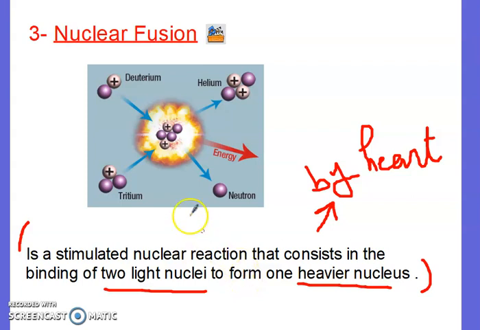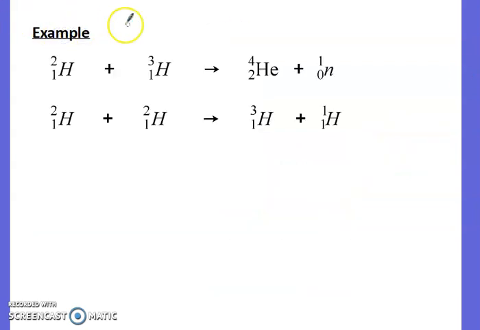Now, we need the condition to produce fusion reaction. Usually fusion reaction occurs in the core of the sun, in the core of stars. Why? Because the temperature there is about a few million degrees Celsius, or about 10 to the power 8 Kelvin. As an example, here we have deuterium and tritium producing helium and a neutron. Look here, 2 plus 3 equals 5. 4 plus 1 equals 5. 1 plus 1 is 2. 2 plus 0 is 2. So mass number is conserved, atomic number is conserved.